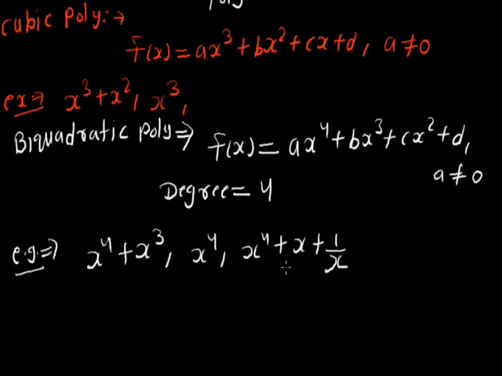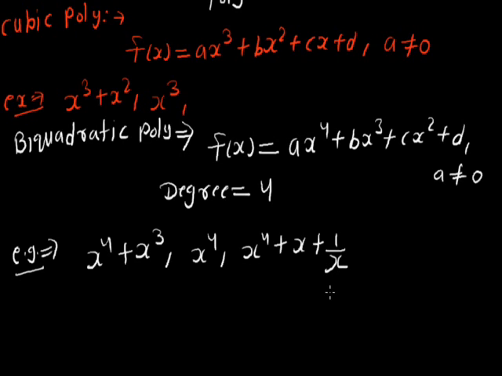If we observe, the first term of this polynomial is x to the power 4. Just by looking at the first term, we can't say it is a biquadratic polynomial. We have to check the complete expression. In the first term there is no problem, it is okay. The second term is also okay. Now we come to the third term.